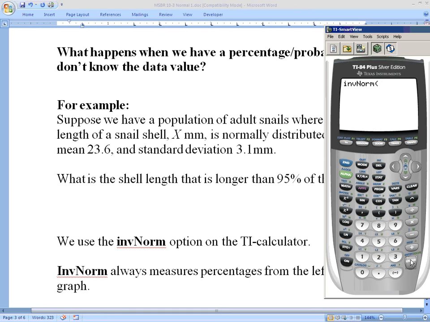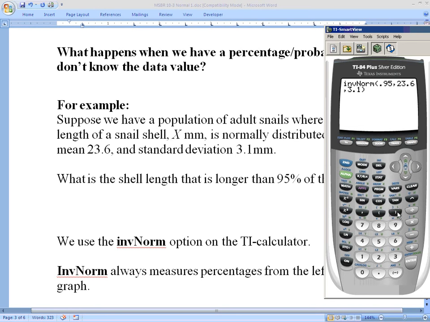Calculators don't want them written as percentages. They want an actual decimal. So we put in 0.95, comma, then we put in our mean, which is 23.6, and last but not least, we put in 3.1 as our standard deviation.